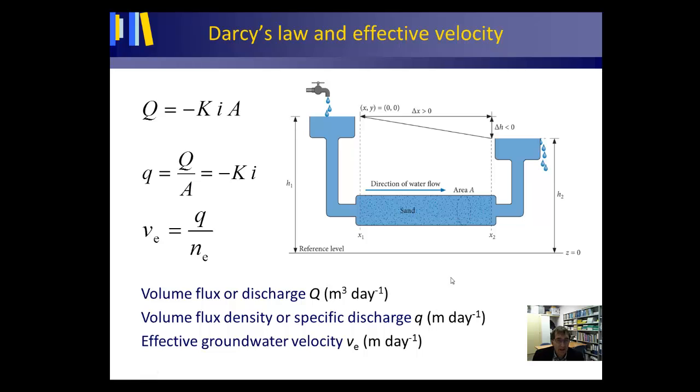So to summarize things, we have volume flux or discharge Q in cubic meters per day, de volumestroom of de afvoer in kubieke meter per dag. We have volume flux density or specific discharge, small q in meters per day, de volumestroomdichtheid of specifieke afvoer, kleine q in meter per dag. And we have effective groundwater velocity, also in meters per day, but this is the real velocity of your groundwater flow. De echte, werkelijke snelheid van je waterstroming.